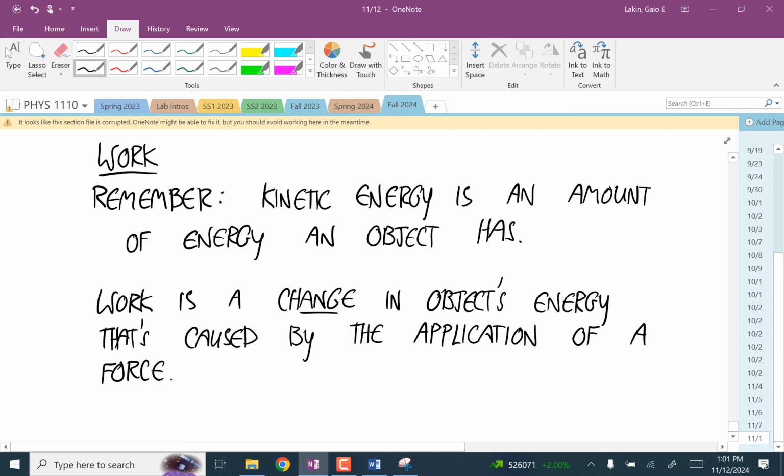Okay, so now we're going to think a little bit about how it is that applying a force to an object can change its energy. Well, just loosely speaking, we know that applying a force to an object can make it accelerate, and accelerating can change its speed, and kinetic energy depends on the speed. So you can kind of see how there could be a connection between applying a force to an object and how its energy changes.